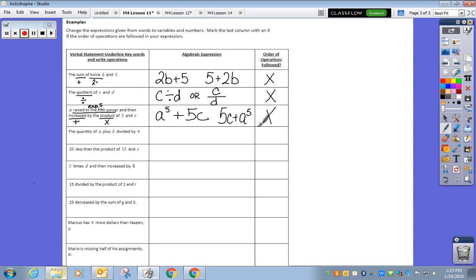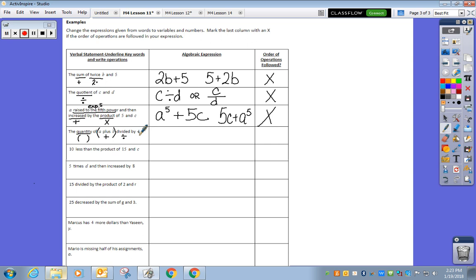Okay, so the next one has a word in it that we haven't talked about, and it says the quantity of A plus B divided by 4. When we see quantity, this is going to tell us that we're going to put parentheses around what's coming next. So this is the quantity of A plus B, so plus is addition, divided by 4.